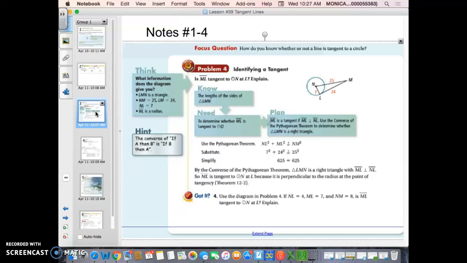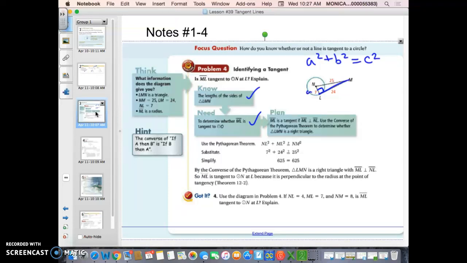So the first thing we're going to do is identify whether or not we have a tangent line. We think that this line right here, with this point of tangency, is our tangent line, and we want to decide whether or not that's true. We know the lengths of all three sides, and we want to determine whether this angle right here is a 90-degree angle. To do that, we use the reverse of the Pythagorean theorem. We know that a squared plus b squared is going to equal c squared.